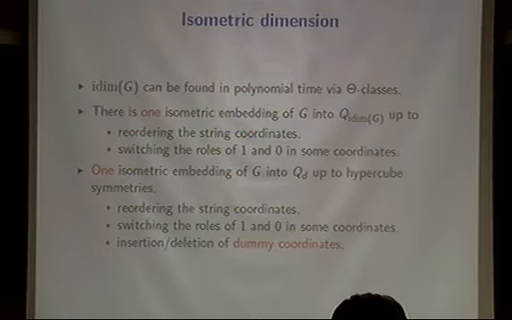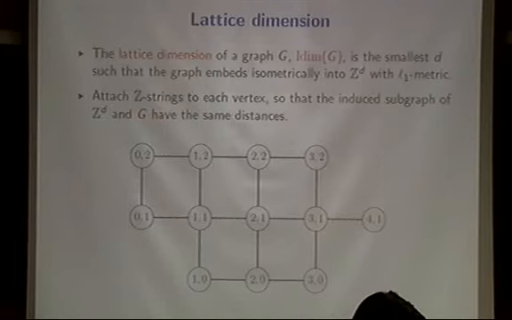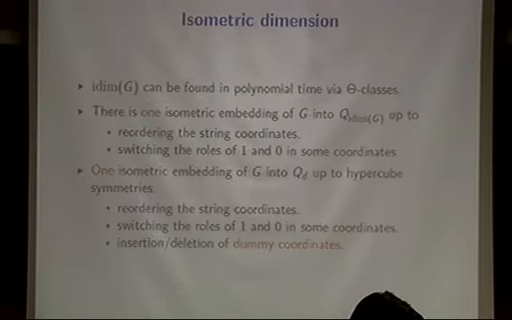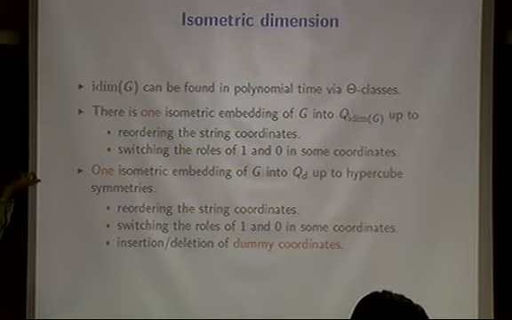Something that we will use is that there is actually only one isometric embedding of G into the cube of minimal dimension, up to the things you can do with the hypercube. So what you can do is reorder the string coordinates. You could say I exchange the first coordinate and the third coordinate. That will give you another embedding, which is also isometric.